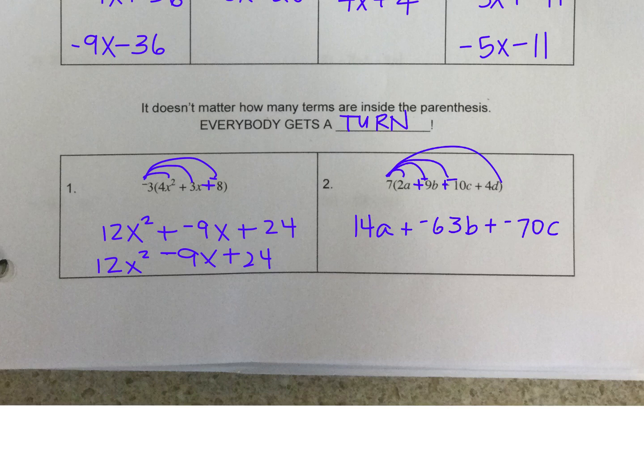7 times 4D is plus 28D. Now that is a completely right answer. If you live in perfect happy math land, you would write 14A minus 63B minus 70C plus 28D. Either way you do it, it's acceptable to me.